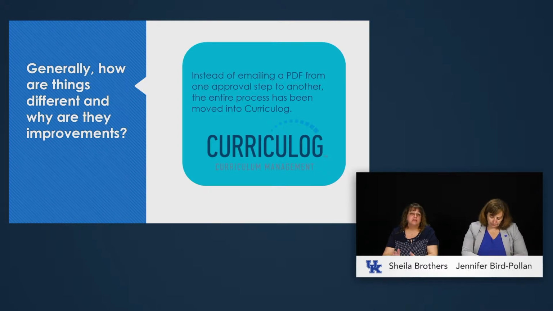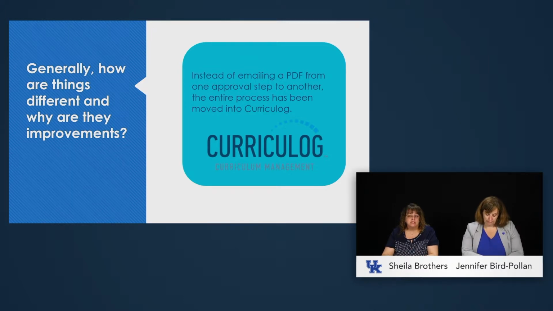So one of the benefits of Curriculog is that it's going to automatically route proposals from one step to the next based on the characteristics in the proposal that are described in Curriculog. So for example, a proposal is going to move seamlessly from the department level to the college level, and undergraduate proposals will go to the undergraduate council and graduate level proposals will go to the graduate council.